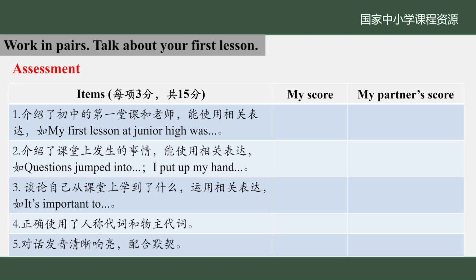So, who'd like to share first? Okay, please. Thank you. So, class, what do you think of their conversation? How many points would you like to give them and why? You can say, I would like to give them points because... I agree. So, class, at the end of the class, I hope you all can love your junior high school, your study and activities, your teachers, and your classmates.